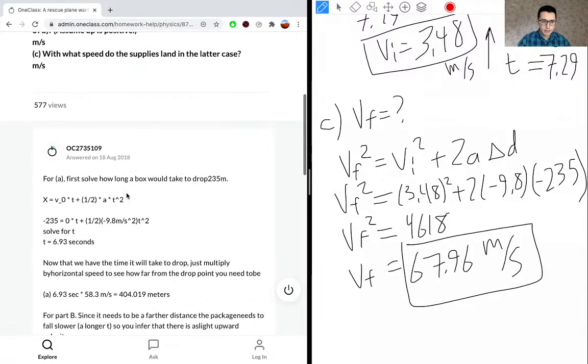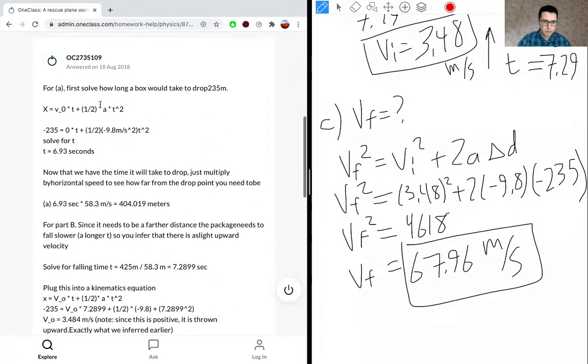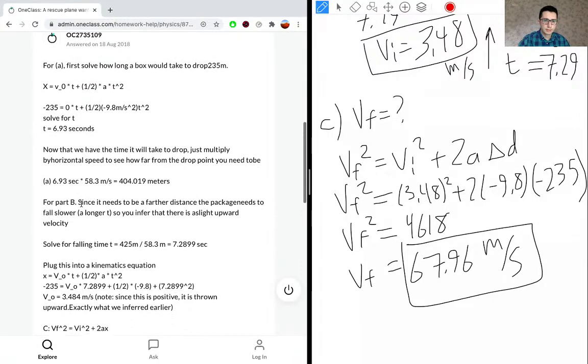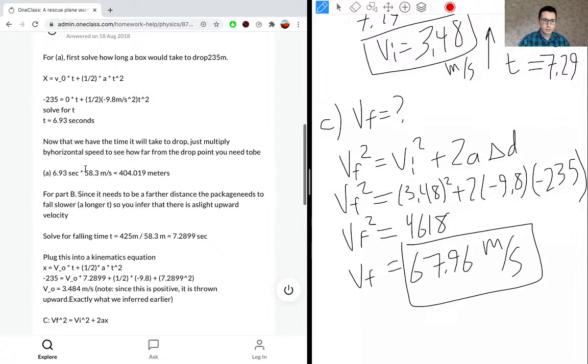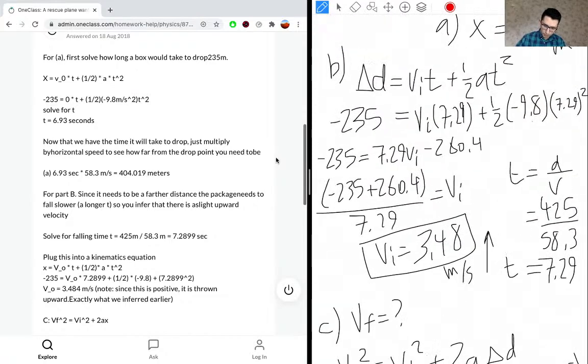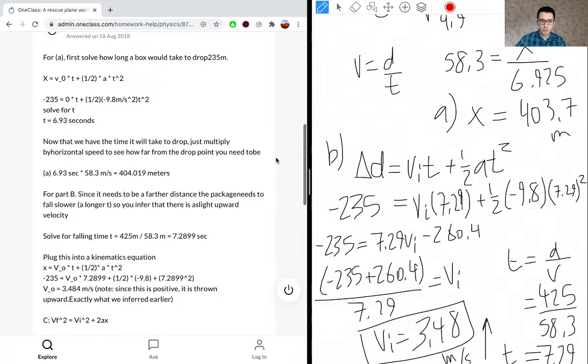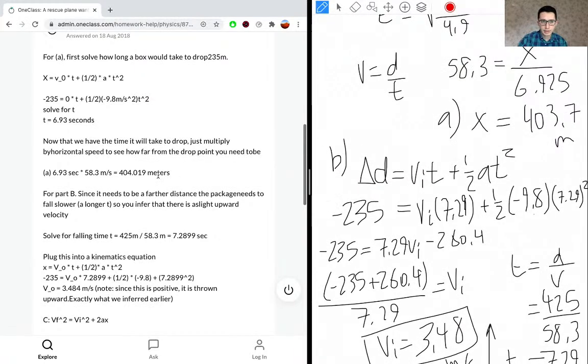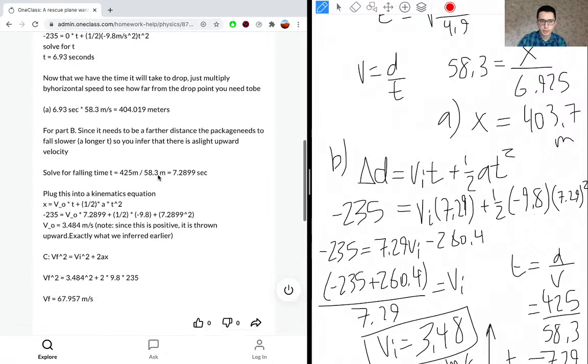So let's look at the attempted solution by the student. They use the correct kinematic equation and they solve for t, and they plug it back into the v equals d over t to get 404 meters. Let's just double check what we got up here. So we got 403.7. So this is probably just rounding error based on how many decimal places we kept.